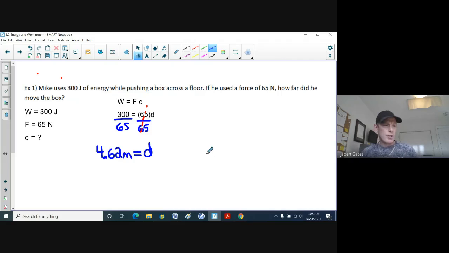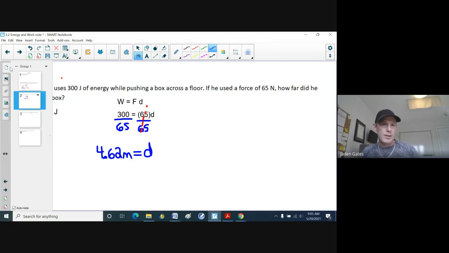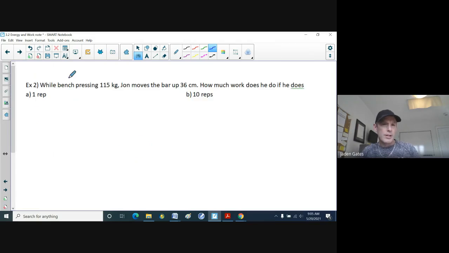All right, let's try something a little bit different. John, while bench pressing 115 kilograms. It's a good bench, that's about 250. John moves the bar up 36 centimeters. How much work does he do if he does 1 rep or 10 reps? All right, so 1 rep refers to lifting that bar up once, and 10 reps refers to lifting that bar up 10 times.